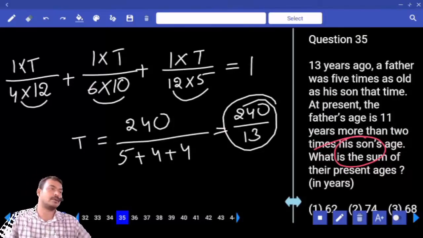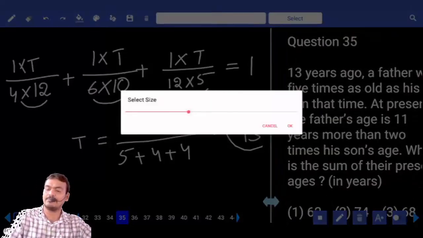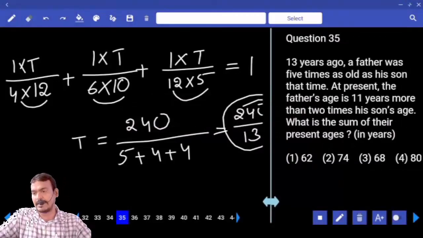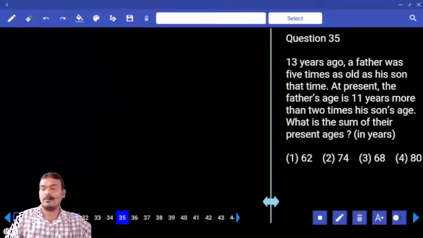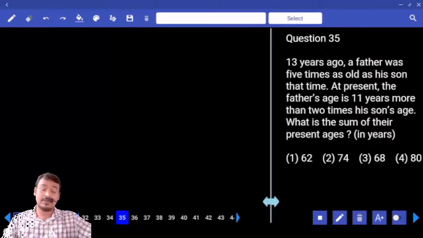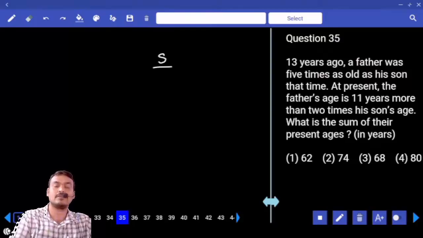Next question number 35. If 13 years ago a father was 5 times as old as his son at that time, at present the father's age is 11 years more than 2 times his son's age. What is the sum of their present ages? First of all, 13 years ago father was 5 times his son at that time or not? Okay. Suppose 13 years back son was how many parts?